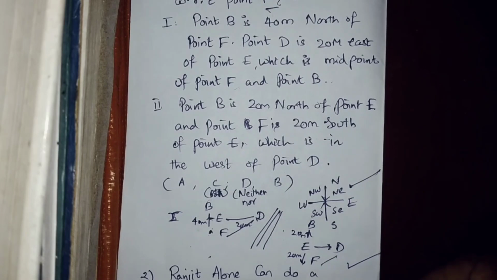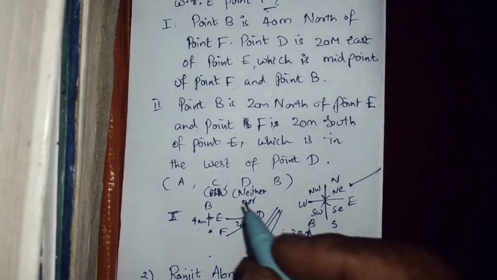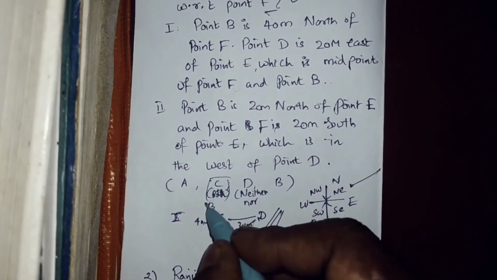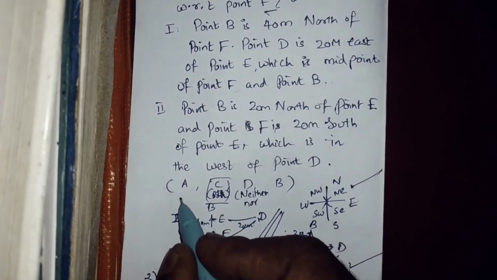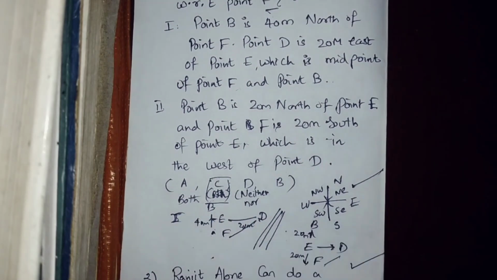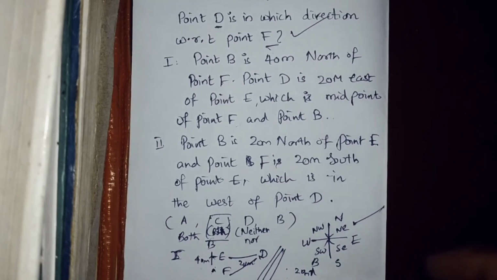So my answer will definitely be C. That is, both the statements, either one or two, we can get the answer. C means both. If you are getting the answer with only one statement, only A will be the answer. If you are getting it with the second statement, B will be the answer.